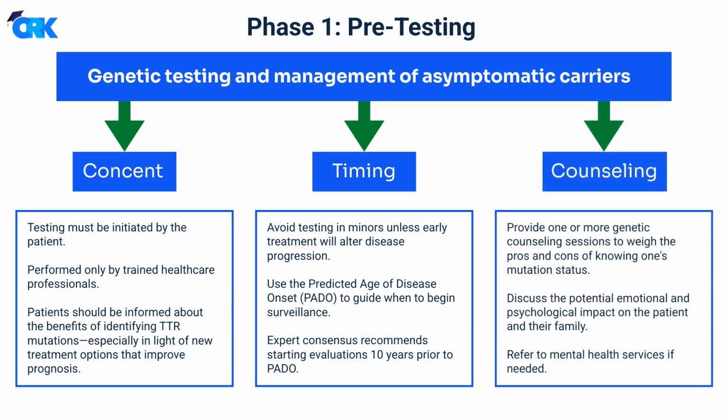Third, counseling. This step is absolutely essential. Genetic counseling, ideally offered in more than one session, helps individuals understand the meaning of test results, the emotional impact, and what the implications might be for other family members. Mental health support should always be available at this stage.